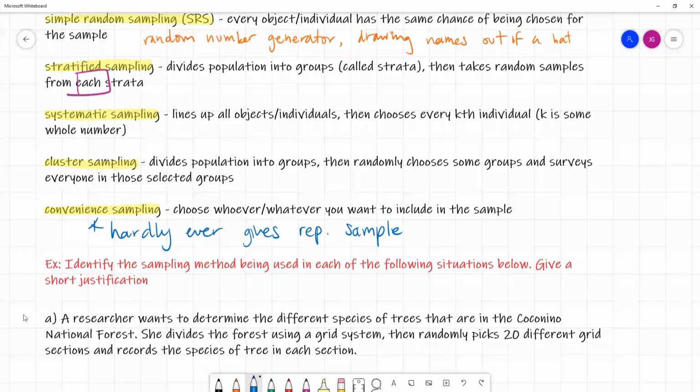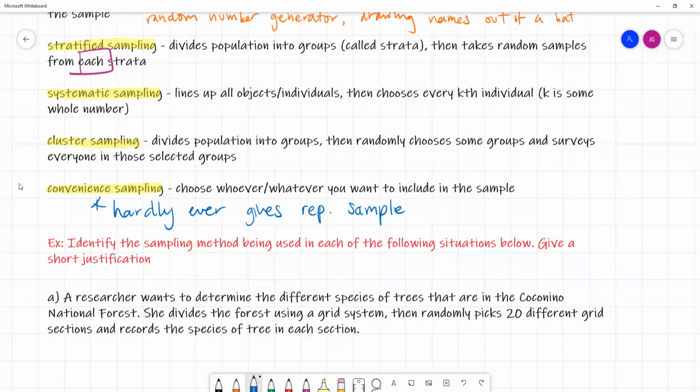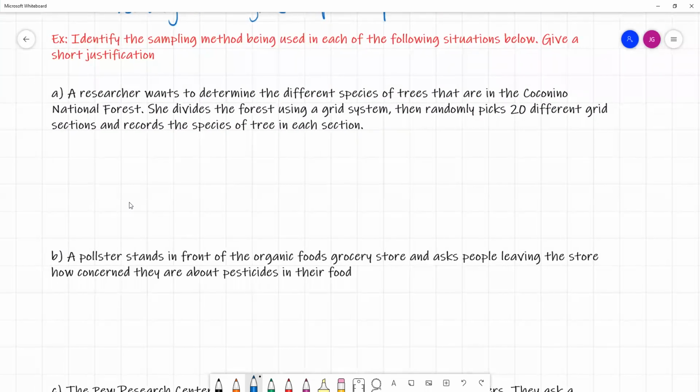All right, let's go ahead. We only have one example for these notes because, if you haven't already noticed, there's a lot of writing. So we're just going to keep it to one example. We're going to identify the sampling method being used in each of these situations and give a short justification. And by short, I really do mean short. You don't need to write multiple sentences. Just tell me it's this sampling method because of this. Let's go through and look at that.